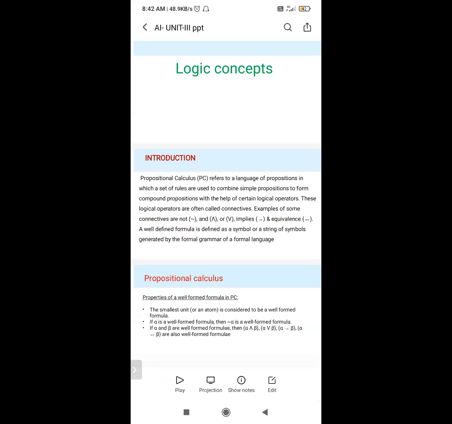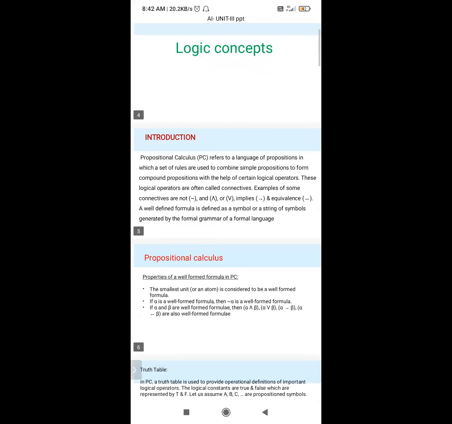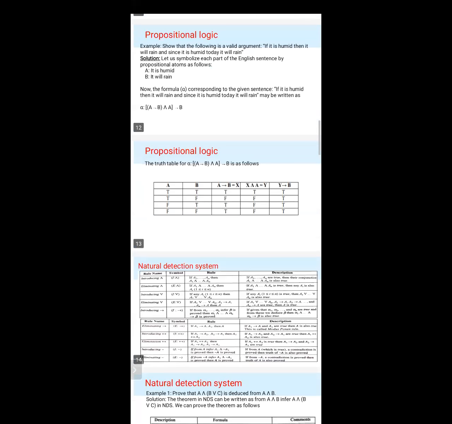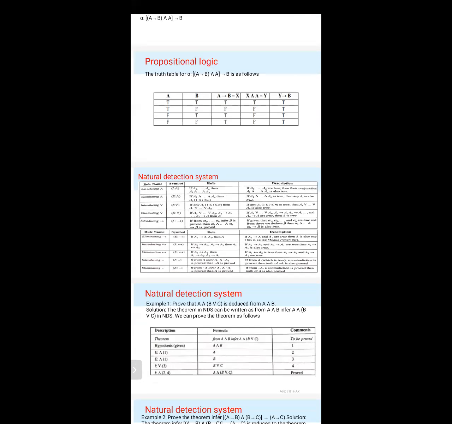So, in the previous class, we discussed the introduction to propositional calculus, well-formed formulas in propositional calculus, truth tables, equivalence laws, propositional logic, and another topic, the natural deduction system. Right. So now let us start with the natural deduction system today, NDS. In this natural deduction system, let us see some of the rules and symbols, and based on those rules, how to solve a given problem. Let us discuss this.